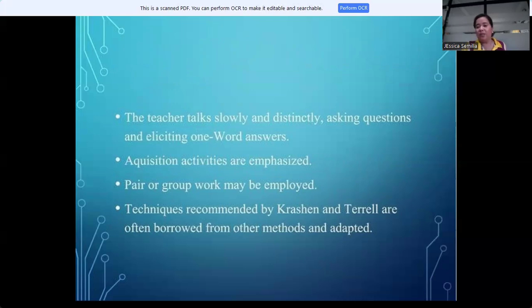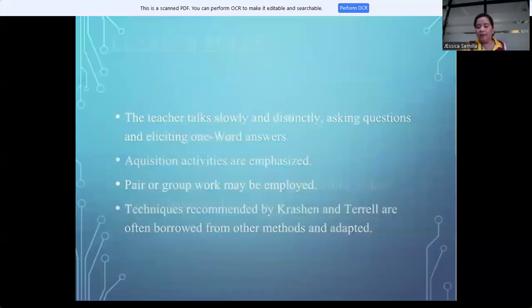Acquisition activities are very much emphasized. Pair or group work also may be employed, and techniques recommended by Krashen and Terrell are often borrowed from other methods and adapted. So sometimes they try to use the work method, utilizing the natural approach.